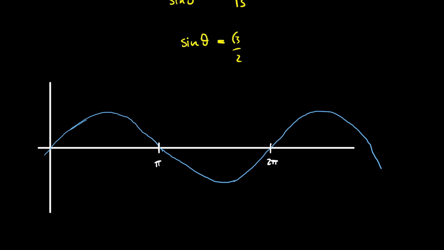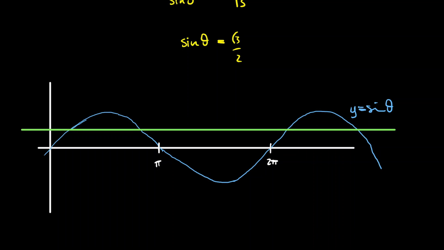And if we want to solve where sine theta is equal to root 3 upon 2, then what we need to do is draw a line where y is equal to root 3 upon 2. So if I draw this line here, okay, this is the line y equals root 3 upon 2. Then the solutions to the equation sine theta equals root 3 upon 2 are given by the intersection points of the line and the curve, right? So it's given by that point there, that point there, that point there, and that point there.